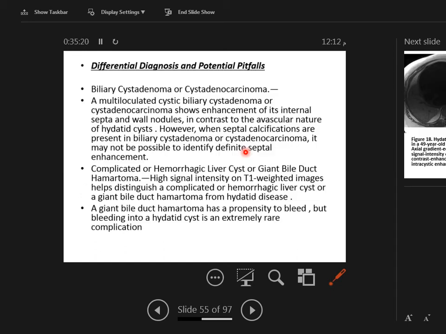Differential diagnosis: biliary cystadenoma and cystadenocarcinoma. But the tumor shows enhancement of the septum or the wall. As we mentioned, the hydatid cyst will not show this. Another is hemorrhagic liver cyst or giant bile duct hamartoma, and this will be hyperintense in T1. Hydatid cyst, bleeding into hydatid cyst, it's very rare to occur.